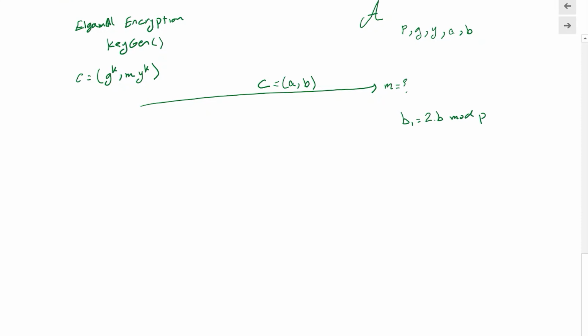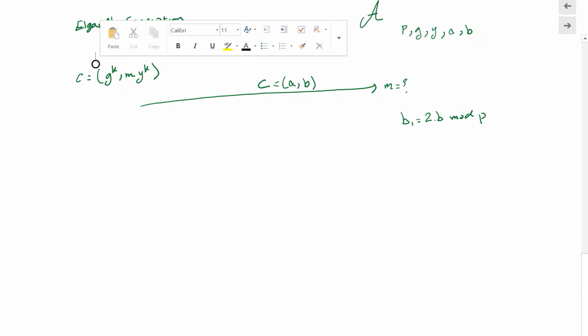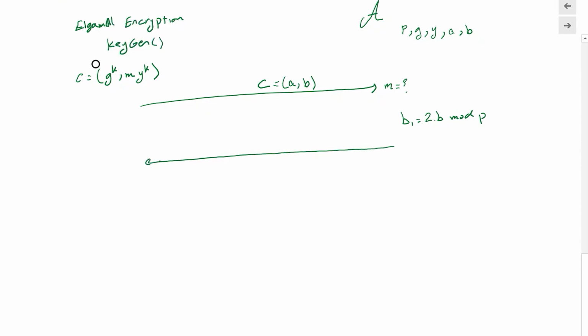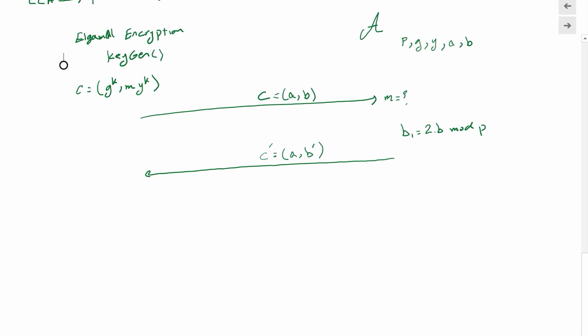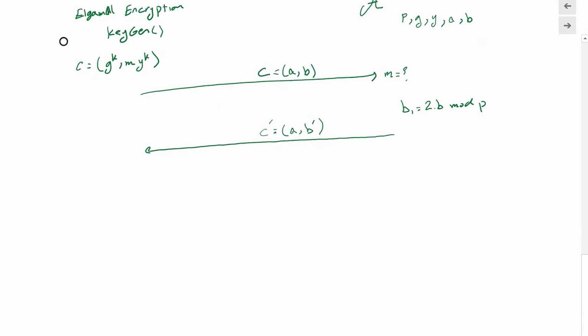Okay. And then what he would do is query the oracle for another ciphertext C prime, which is equal to A times B prime. And so here it comes. The oracle would see that C prime is not equal to C, so it is not the challenge ciphertext that he sent.